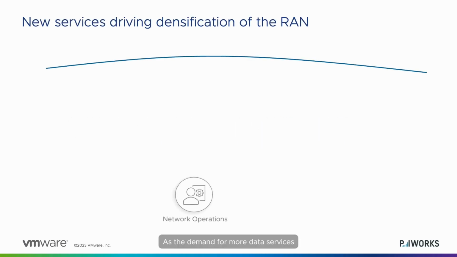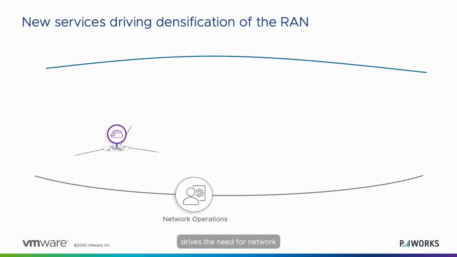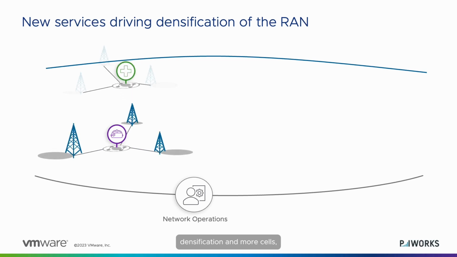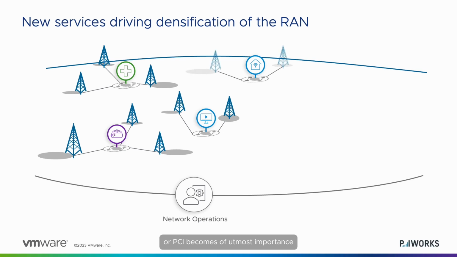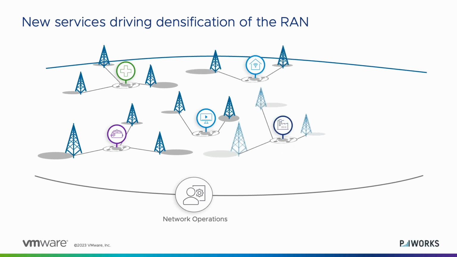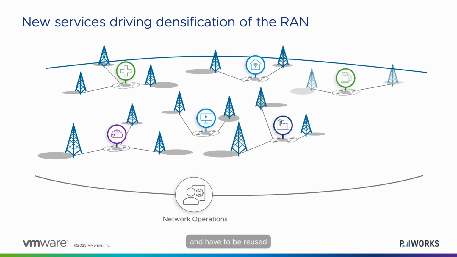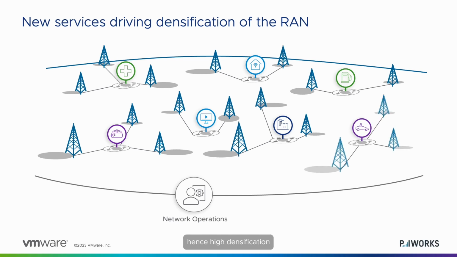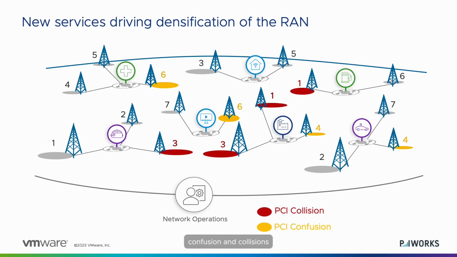As the demand for more data services drives the need for network densification and more cells, proper management of the physical cell identifier, or PCI, becomes of utmost importance. PCI values are limited and have to be reused. Hence, high densification means an exponential increase in potential PCI confusion and collisions. If neighboring cells share the same PCI and frequency, a mobile device cannot distinguish between the cells, and this can severely impact service quality.